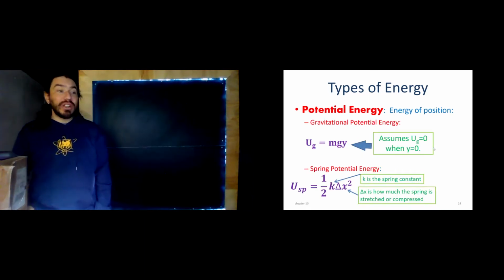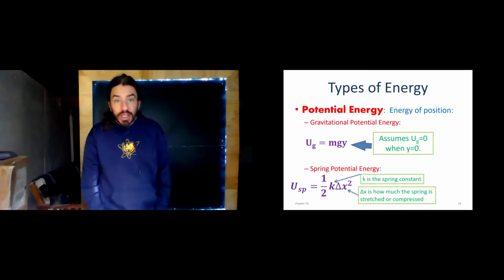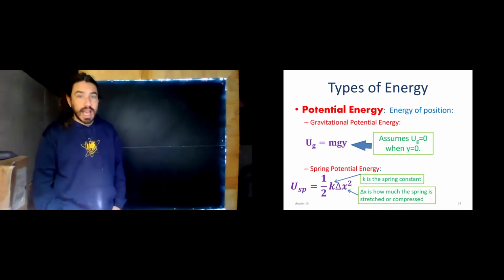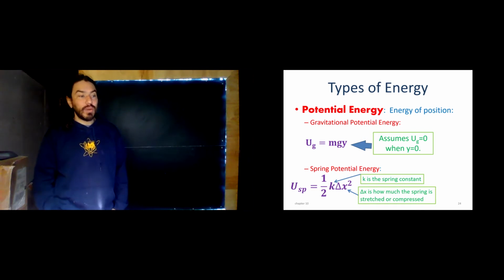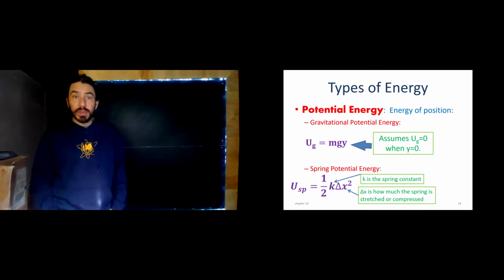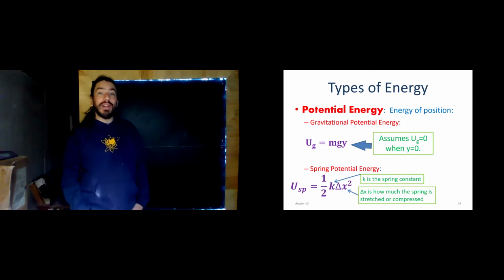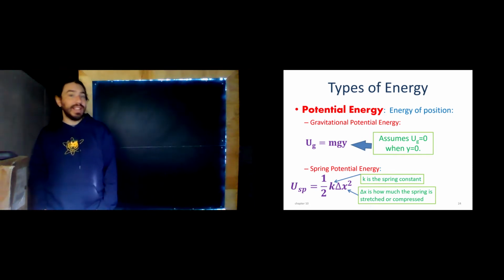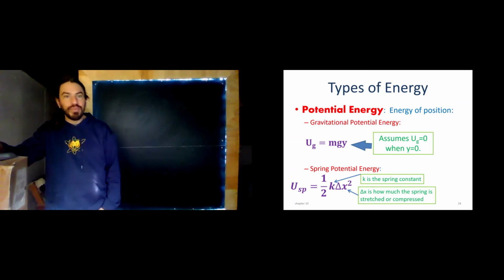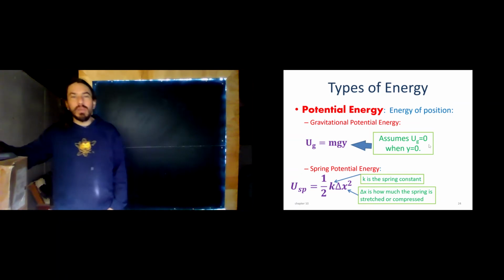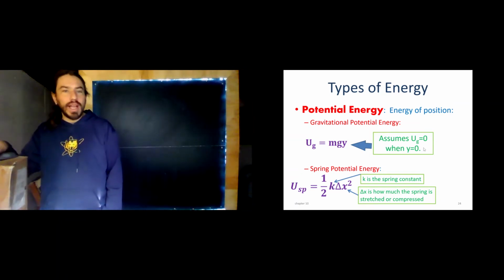Potential energy. Remember, potential energy is energy of position. It does not necessarily mean something's about to happen. It is energy of position. And so in this chapter, we're going to talk about two different types of potential energy. We're going to talk about gravitational potential energy, which depends on the height of an object. That is mgy. I've included this note here. We assume that the potential energy is 0 when y equals 0.